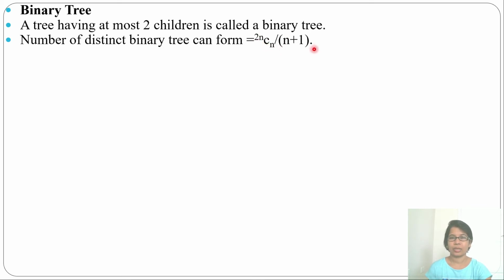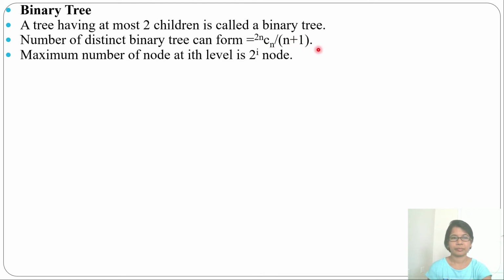So you can just take 2 nodes: for 2 there are 2 trees, for 3 there are 5 trees, and for 1 node there is just 1 tree. You can just put the value of n and find the answer. So next, the maximum number of nodes at the ith level is 2 power i.